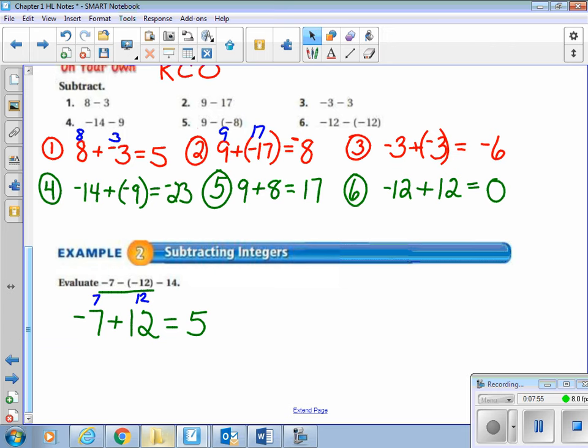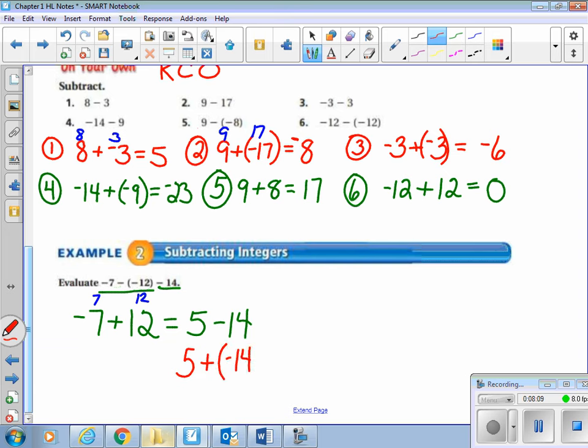Continuing with the problem, we now have 5 minus 14. And I'm going to do, again, keep, change, opposite. So I've got 5 plus the opposite of 14 would be negative 14. 5 plus negative 14, my signs are different. I'm going to find the difference, so I'm really subtracting them. That gives me 9. Check for my absolute values since my signs were different. The absolute value of 5 is 5. The absolute value of negative 14 is 14. Since 14 is greater than 5, I'm going to take that negative sign, so my answer is negative 9.